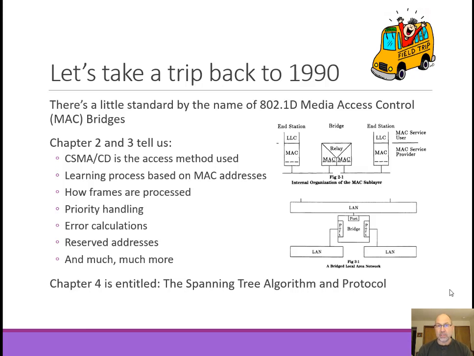All the reserved addresses, in this case we might be talking about those reserved for broadcast, or all of those multicast addresses that begin with 01, including spanning tree, and lots more. So if you want to learn how a switch actually operates, that's the document to go to. Chapter 4 is entitled The Spanning Tree Algorithm. Here are a couple of graphics right from that show you how nodes are connected to a bridge, and then how bridges interconnect LAN segments. That's just a section of figure 3.1.